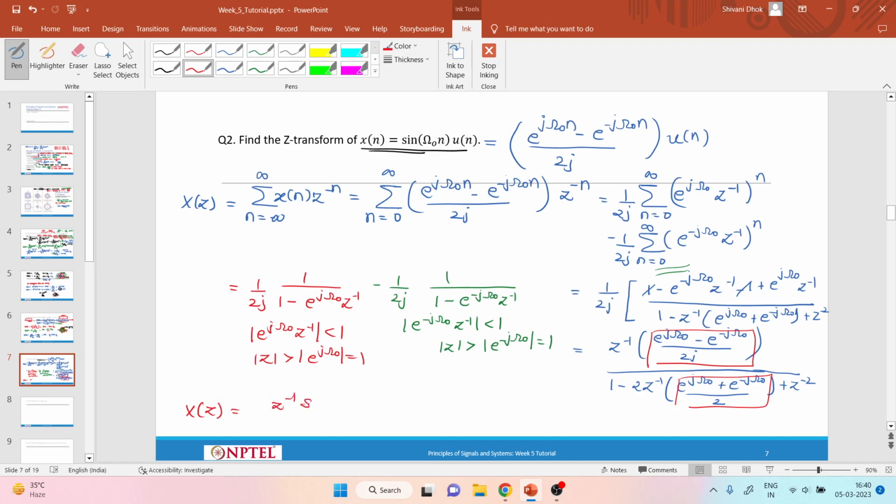z inverse sine of omega naught whole divided by 1 minus 2z inverse cos omega naught plus z power minus 2, and the region of convergence ROC is magnitude of z greater than 1. Any questions at this point? Okay.